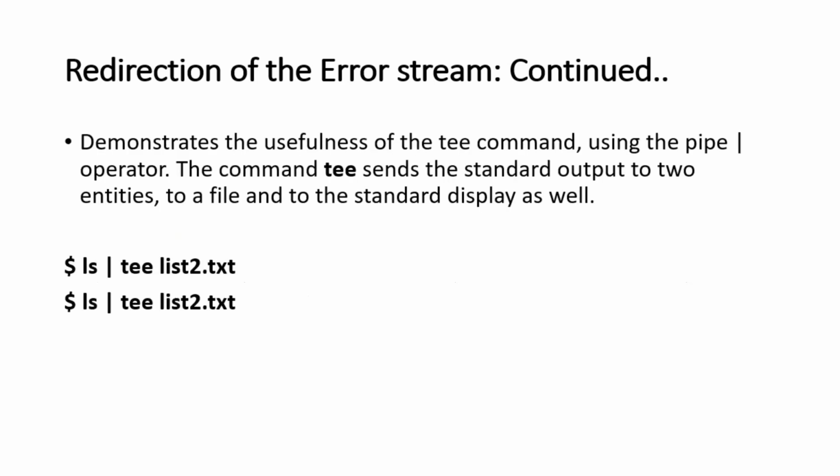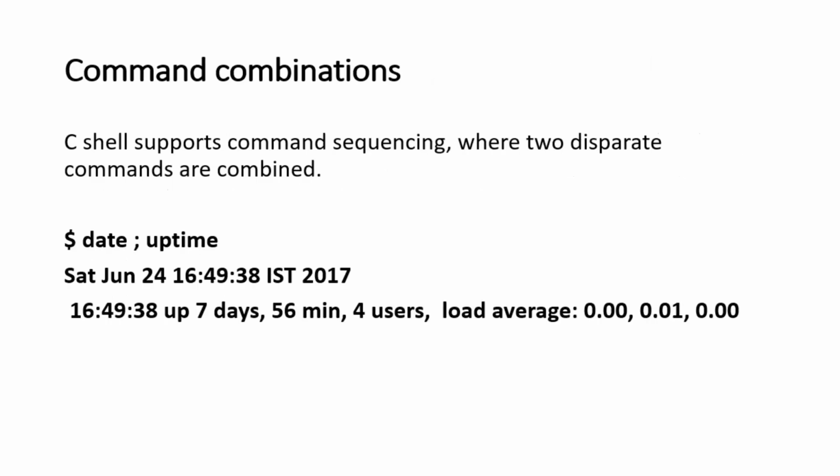We continue with redirection of the error stream and introduce a new command called tee. The tee command serves a dual purpose. It sends the standard output to the monitor and to a file as well. Now, let us learn about command combinations. The command combination uses semicolon to execute two Linux commands as shown in the example, where date and uptime commands are executed together.